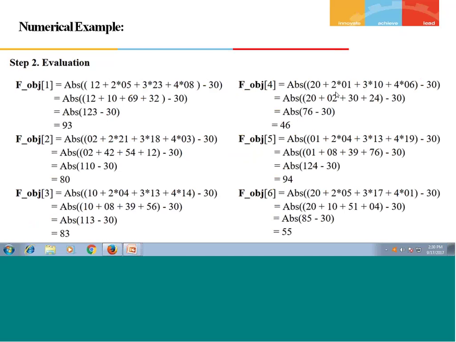Sir, why minimize? Aren't we supposed to make a sum equal to 30? Oh my God.